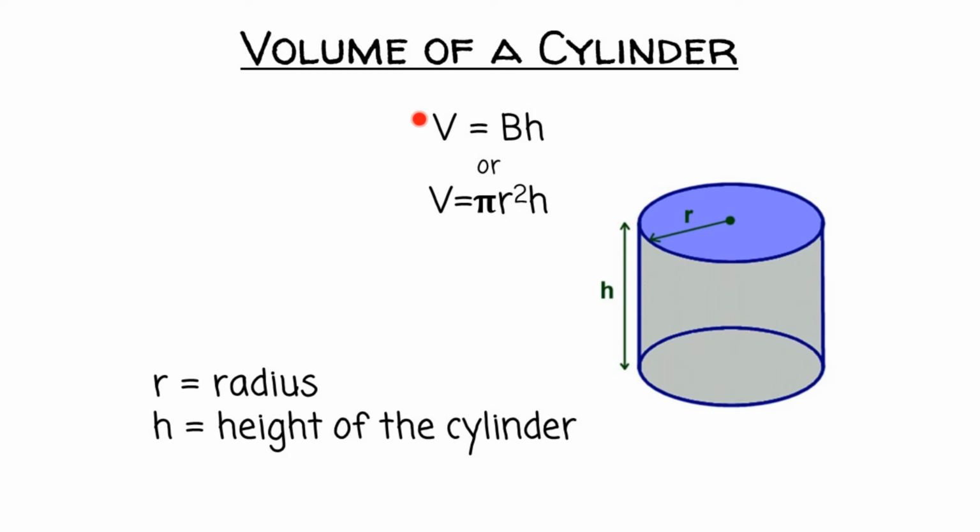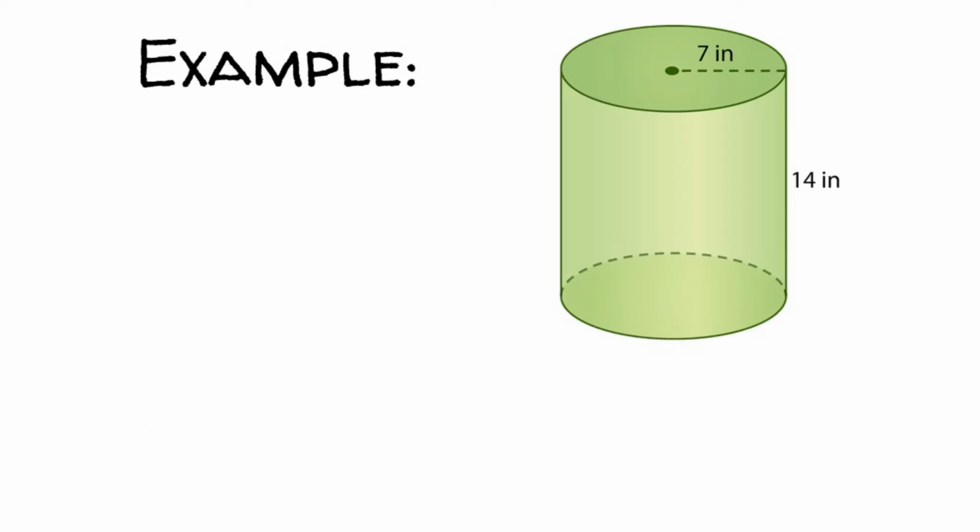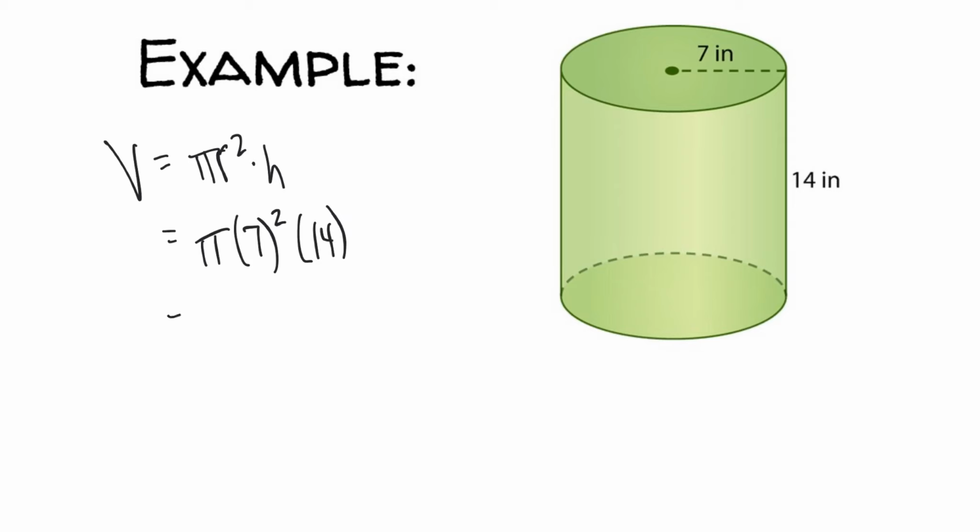So if we just know the volume is area of the base times height, that's going to help us in the long run. So let's try one. We know volume equals area of the base, so pi r squared, times height. So we have pi times my radius squared, so that's 7 squared, times my height, which is 14. So that's pi times 49 times 14.